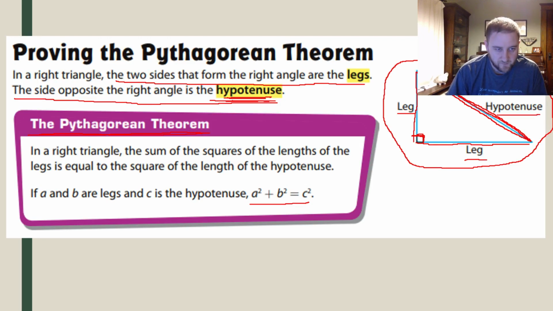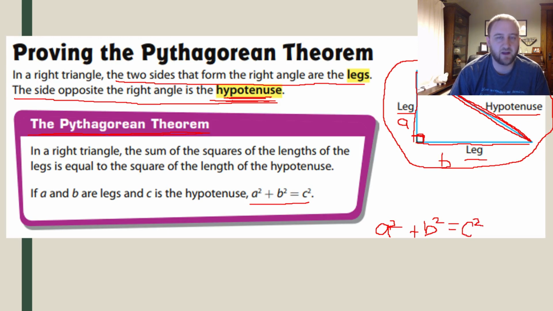Now, in a right triangle, the sum of the squares of the lengths of the legs is equal to the square of the length of the hypotenuse. Basically, if a and b are legs and c is the hypotenuse, then a squared plus b squared equals c squared. We can say this leg is side a, this leg is side b, and the hypotenuse is always c.